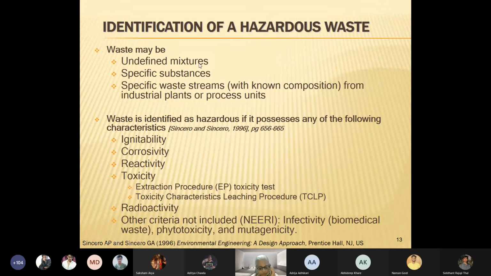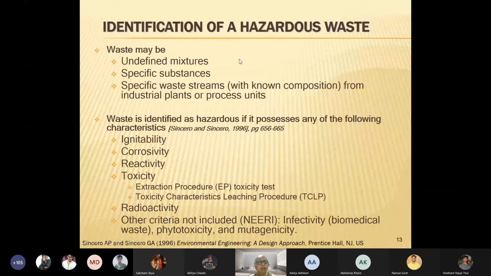If there are containers of waste, for example, the UCIL plant, after the Bhopal gas tragedy happened, the plant was shut down, nothing else was there. But what was found on the site was barrels and barrels of chemicals. No one knew what there was. It was waste chemicals, but no one knew what it was. So that's another example of undefined mixtures of hazardous waste.